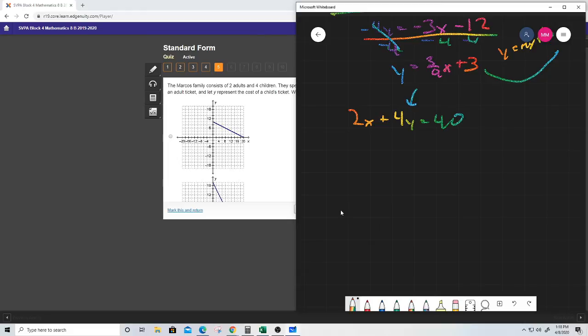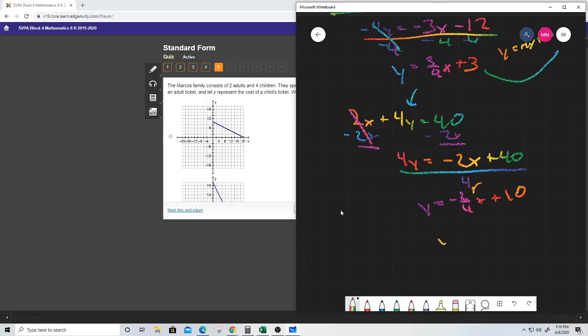Again, I'm gonna solve for Y. I have 4y equals negative 2x plus 40. Now divide everything by 4, and I get y equals negative 2 over 4x plus 10, which simplifies to negative 1/2 x plus 10. So look, we're looking for a line going down that hits the y axis at 10.